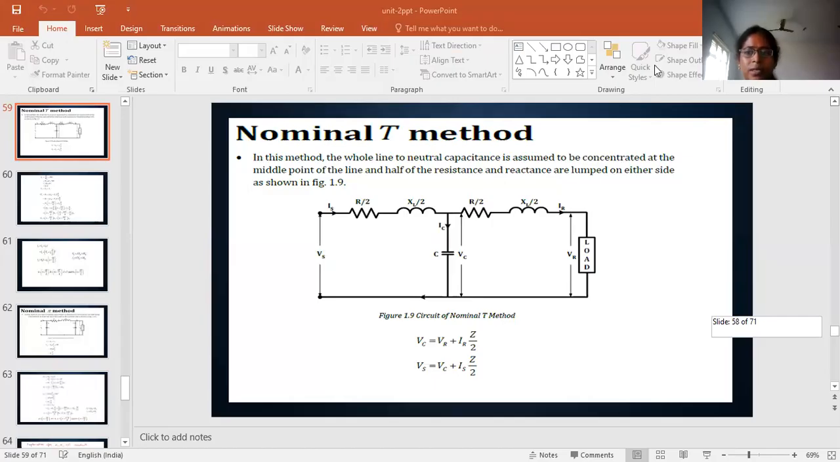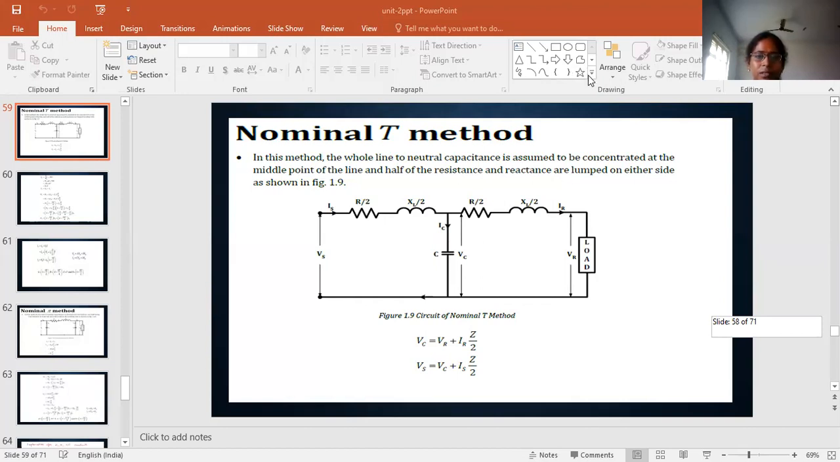Good morning, students. In the previous class, we discussed how the end condenser method and short transmission line ABCD parameters can be calculated. In this class, we are going to discuss the ABCD parameters calculation for the nominal T method and nominal pi method in the medium transmission lines.